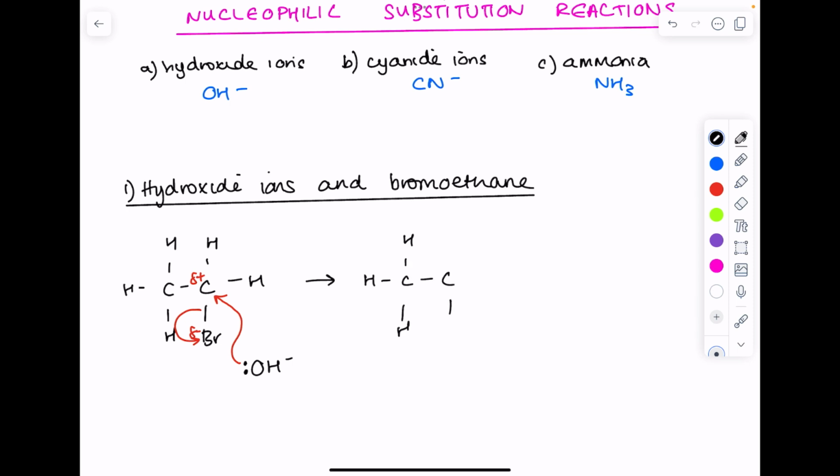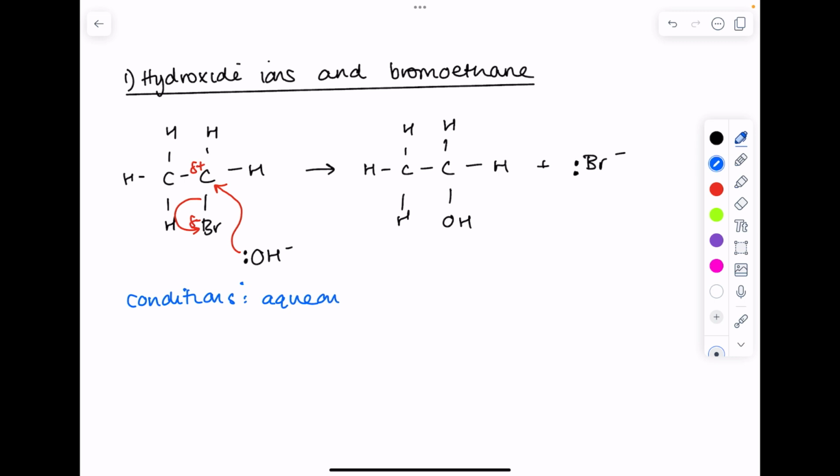The bromine has been substituted for the OH, hence the name of this mechanism, nucleophilic substitution. We've lost this bromine here, so we need to draw it as the product, and it has a lone pair of electrons. We've taken our bromoethane, and actually what we've done here is produced an alcohol, which is ethanol. They might ask you about various reaction conditions. With hydroxide ions, you need aqueous ethanol to be used as a solvent.